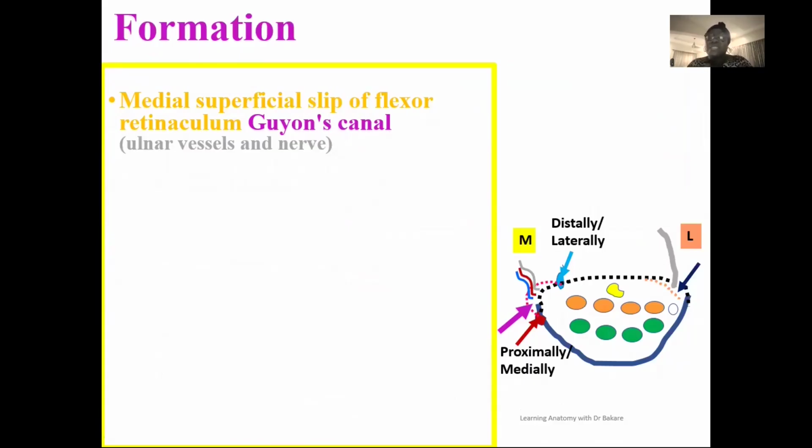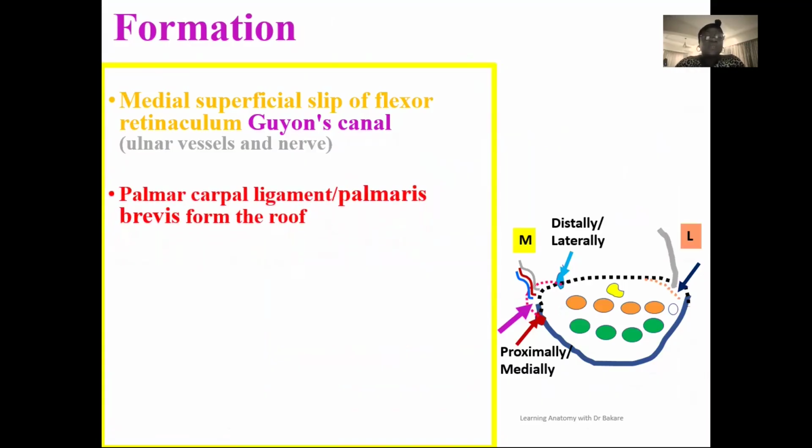So going back to the creation of the Guyon's canal, the palmar carpal ligament and also the palmaris brevis are seen to be creating the roof over the Guyon's canal. If you go back to this arrangement, this is where we have the alignment of the palmar carpal ligament. I'll put up a lecture on the palmar carpal ligament. If you've not checked that lecture, please kindly go and do so to keep yourself updated.